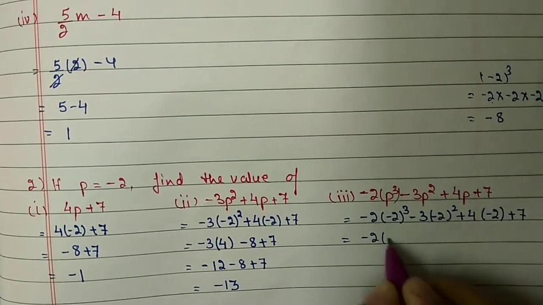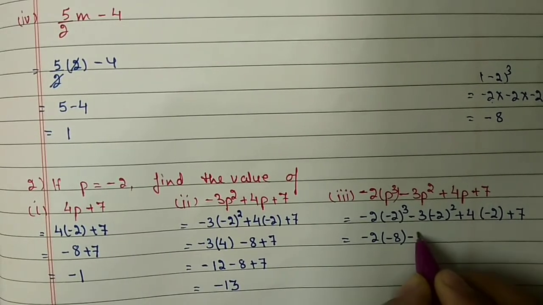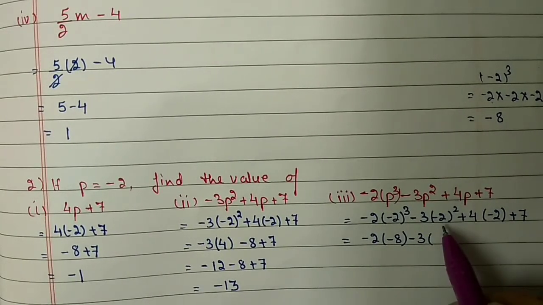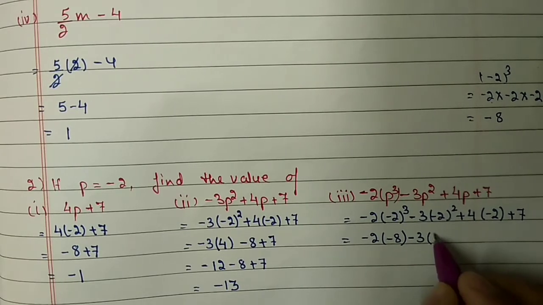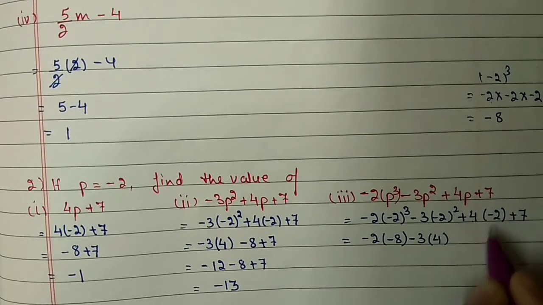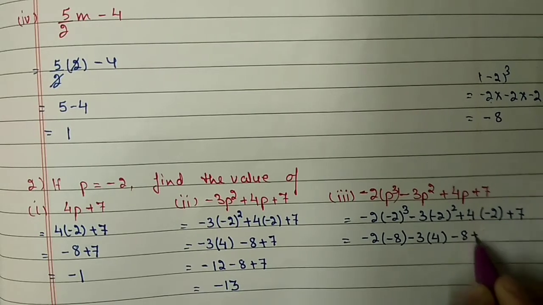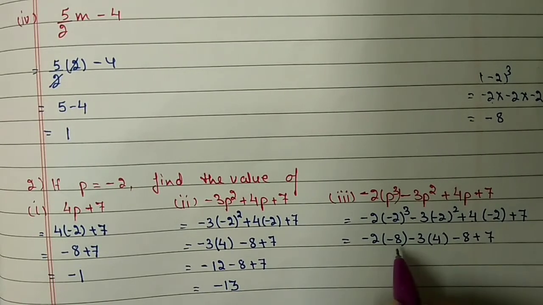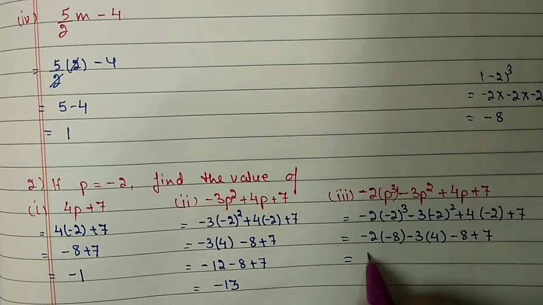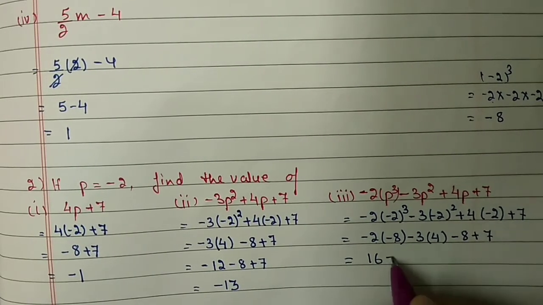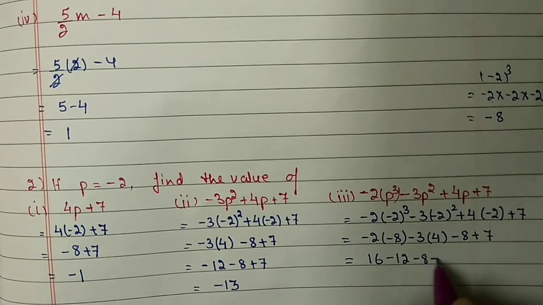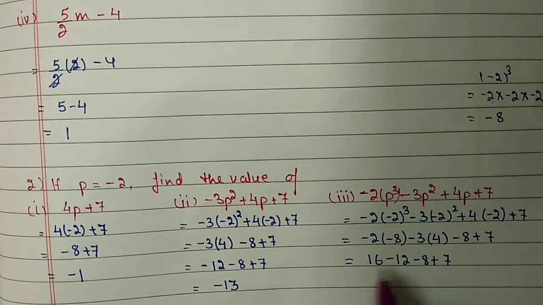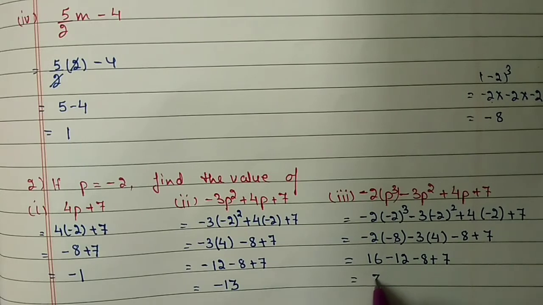So minus 2 into minus 8 we will get here, and similarly minus 2 into minus 2 will become 4, plus 4 into 2, minus 8 plus 7. Here again we have to multiply, minus and minus will become plus. 8 into 2 is 16. 3 into 4 is 12, minus 8 plus 7. Now 16 minus 12 is 4. 4 minus 8 is minus 4. Minus 4 and plus 7 is 3.